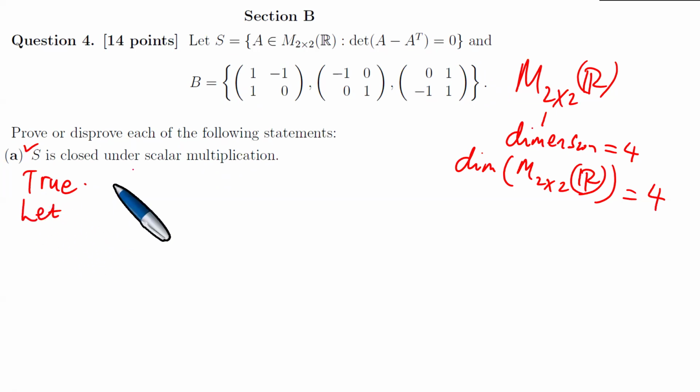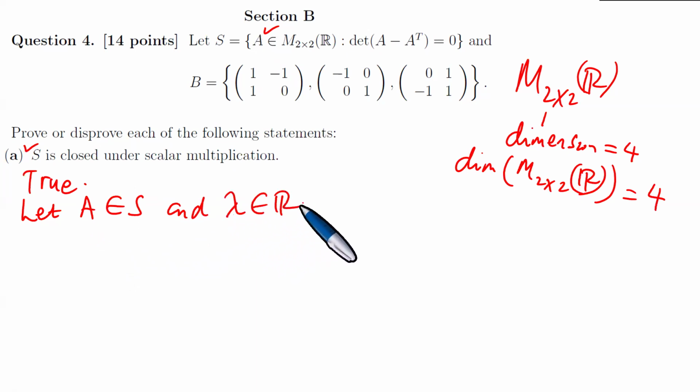To prove that, we take a vector and a scalar. To prove scalar multiplication, we take a vector, which here would be a matrix. So we say let A be an element of S, and we take lambda, a scalar, to be a real number. This is how we start the scalar multiplication proof, because normally they will ask this about subspaces. We call this section subspaces.